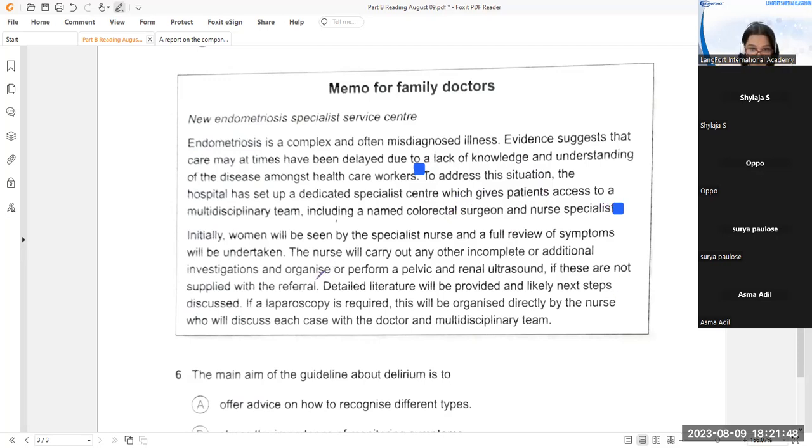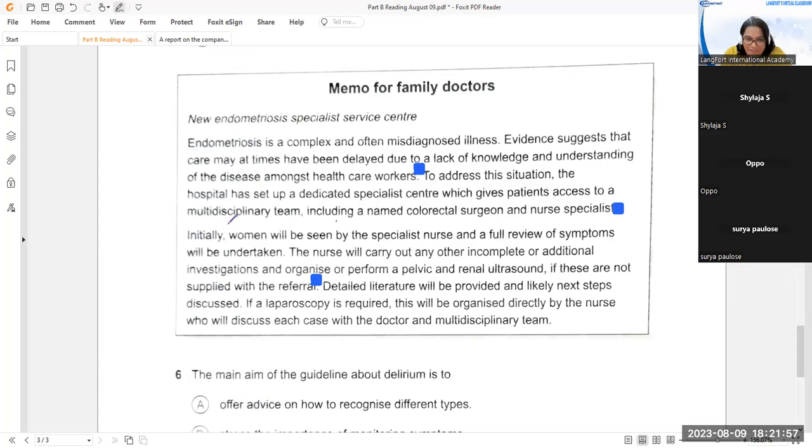Shailaja, can you read till here now? Initially, women will be seen by the specialist nurse. I'm sorry, I was going for Surya. Okay, continue, Shailaja. Sorry, go ahead. Initially, women will be seen by the specialist nurse and a full review of symptoms will be undertaken. The nurse will carry out any other incomplete or additional investigations and organize or perform a pelvic and renal ultrasound if these are not supplied with the referral.